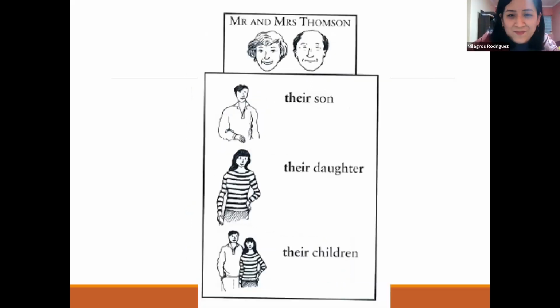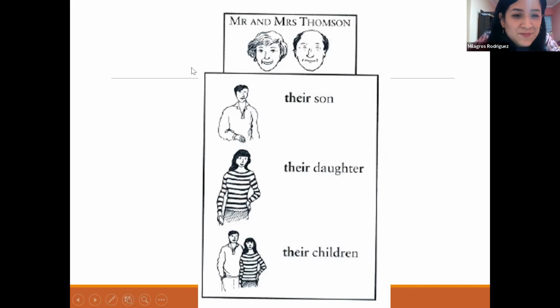Thank you, Michael. What about Mr. and Mrs. Thompson? When we have a group, it means they, right? So for they, we're going to use the possessive adjective their. Their son, their daughter, their children. Who can give me an example with their? Connecting their to Mr. and Mrs. Thompson, of course, right?